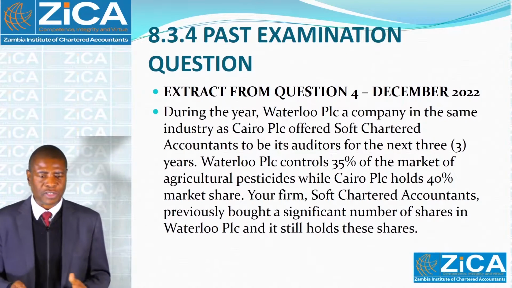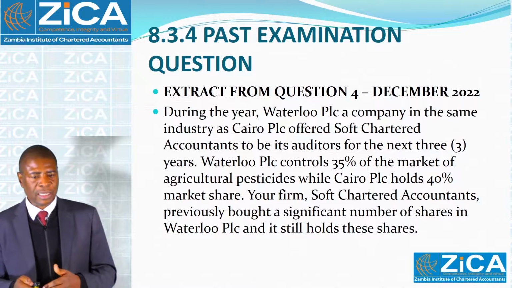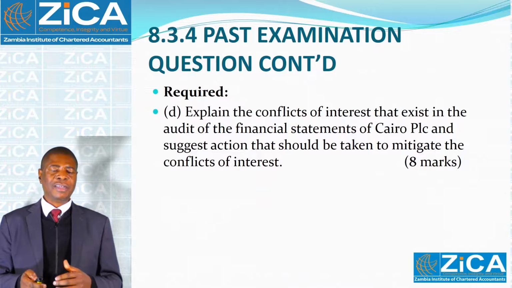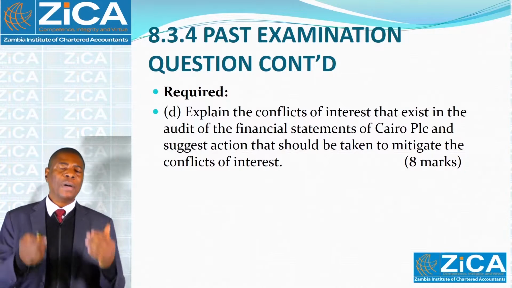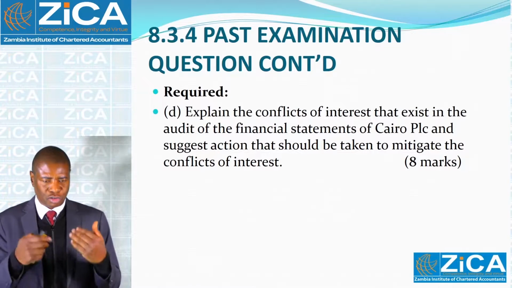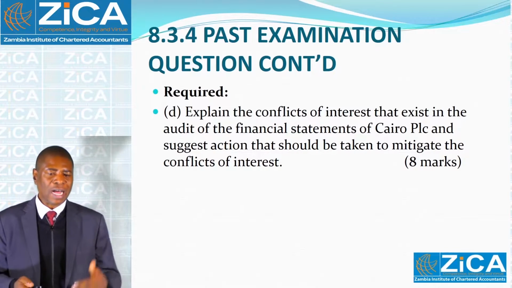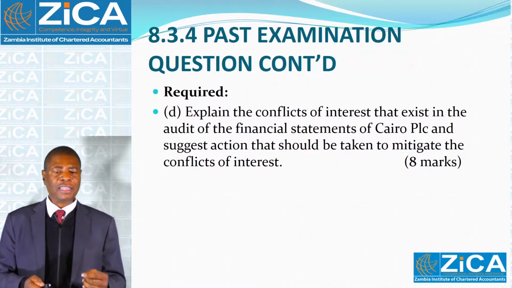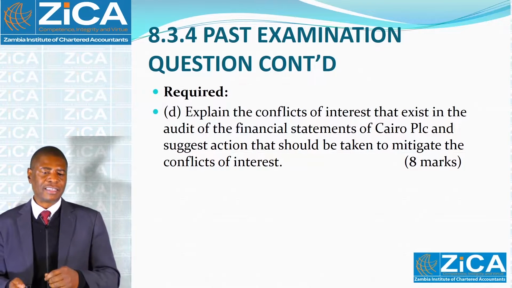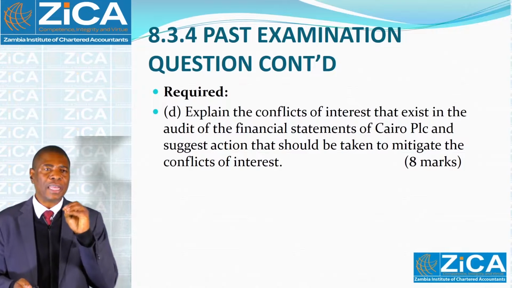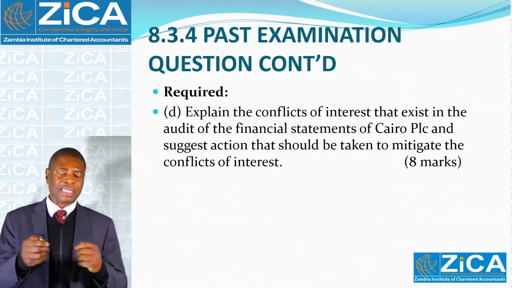There's another question which was taken from December 2022. A lot of background information is given in the question. Now, like I said, background information is there to assist you to answer the question properly. All they required you to do under Part D was explain the conflicts of interest that exist in the audit of financial statements. Conflicts of interest will normally come in if you're auditing competing companies.